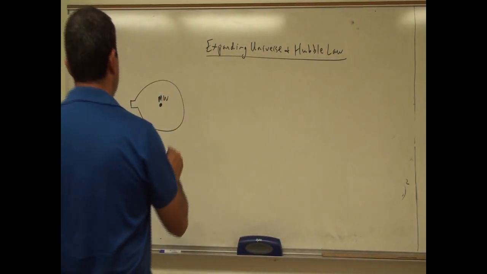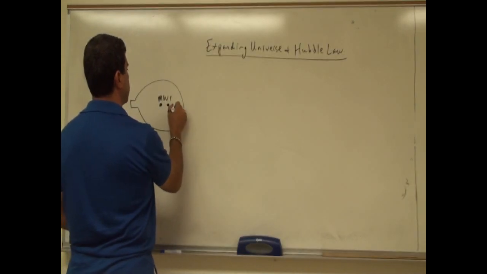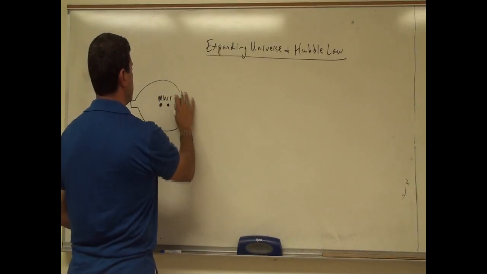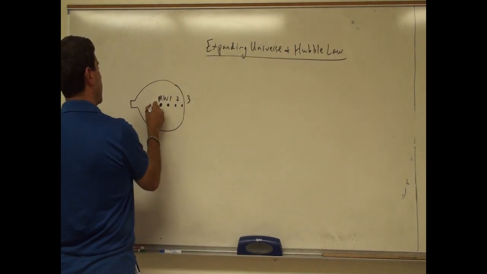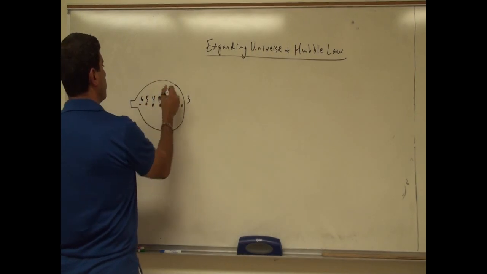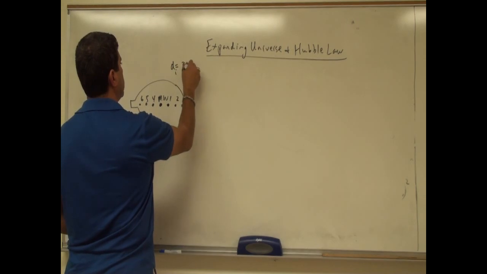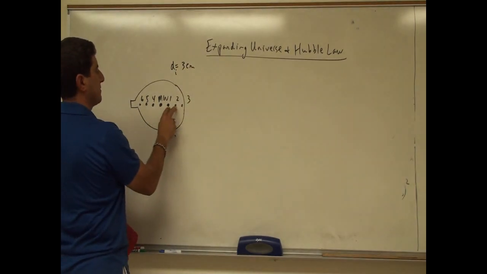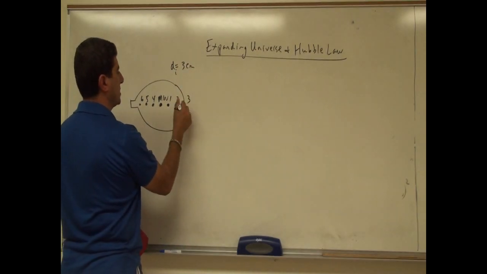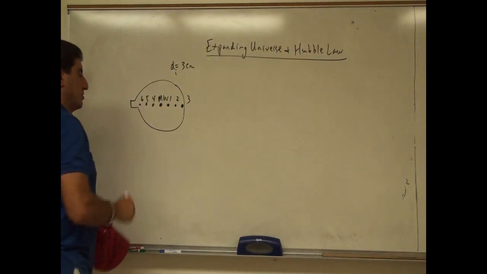Then to the right of there, every 3 centimeters, I put a galaxy. I labeled it galaxy 1, galaxy 2, and then galaxy 3. Then on the other side, galaxy 4, galaxy 5, galaxy 6. The original distance between them is the initial 3 centimeters. From here to here, 3 centimeters, and so on for each pair.